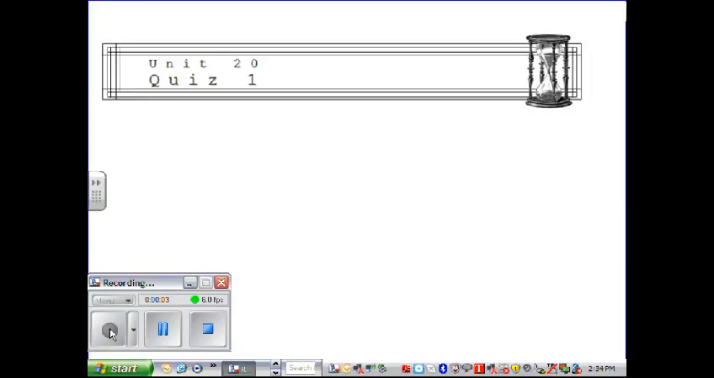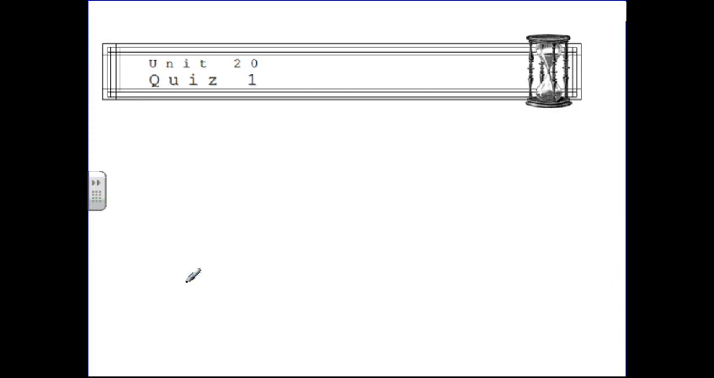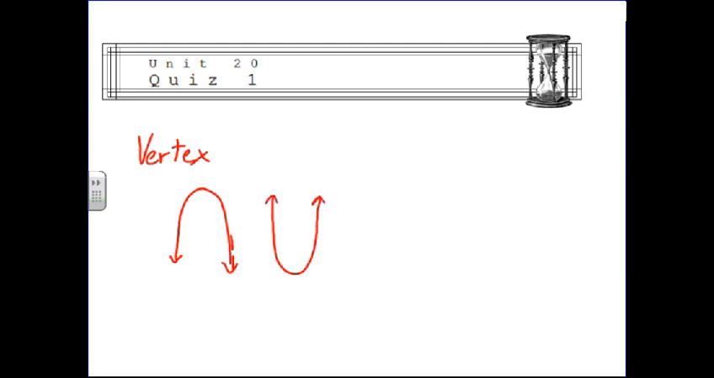All right, we're doing quiz 1 here of Unit 20. A couple of things you need to remember when you're doing these is that we're talking about the vertex of a parabola. Before we even get started, I want to remind you that a parabola is this kind of curved graph that looks like this, or maybe the other way, like this. And the vertex is the tip. It could be up here, or it could be down here.